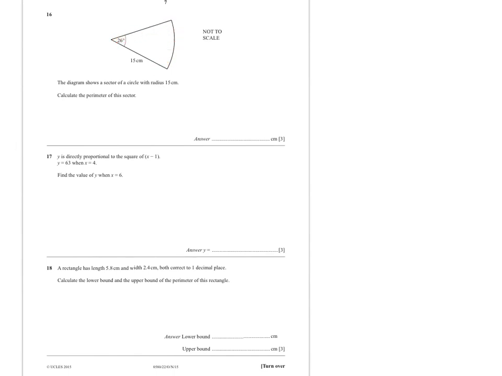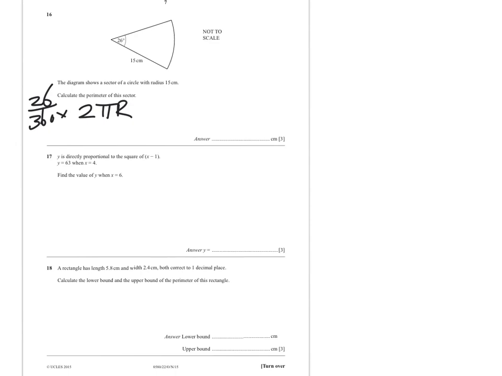Now what is the arc length? Theta over 360 times 2 pi r. Because the circumference of a circle is 2 pi r, but you're not interested in the entire circumference, you're only interested in 26 out of 360 parts of the circumference. 360 degrees in total, and we have 26 of them.